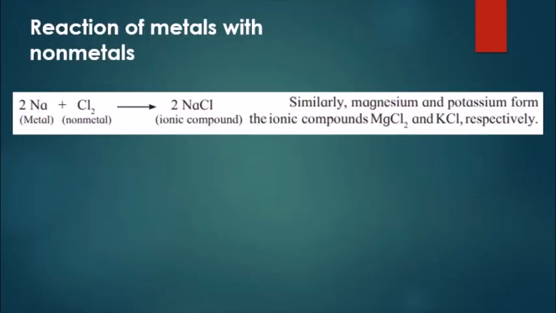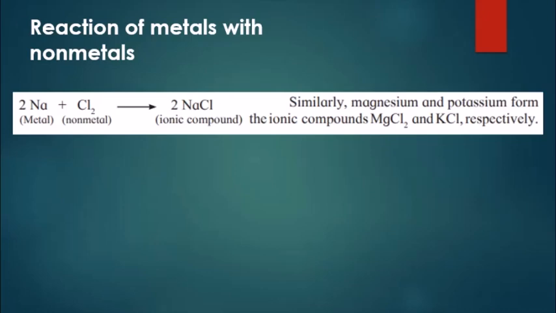Next is the reaction of metals with non-metals. What reaction takes place when metals react with non-metals? Metals usually lose their electrons, and the non-metals gain those electrons. For example, when you react a metal with a non-metal, they will form an ionic compound.